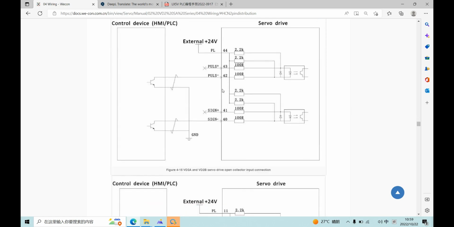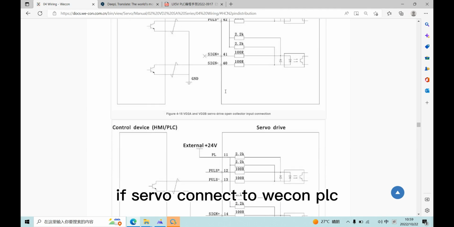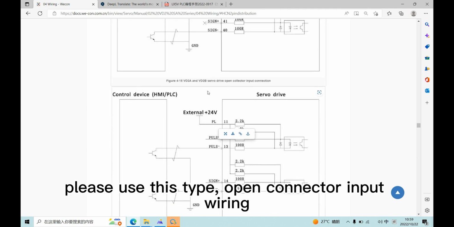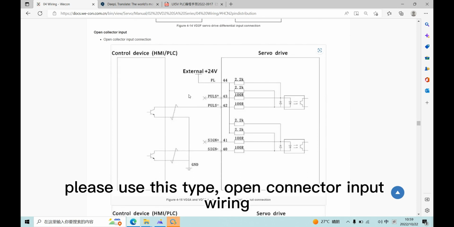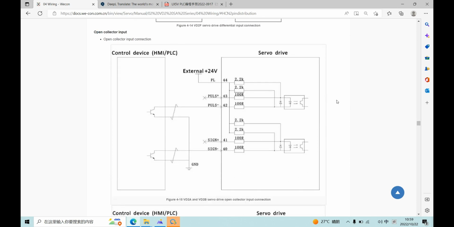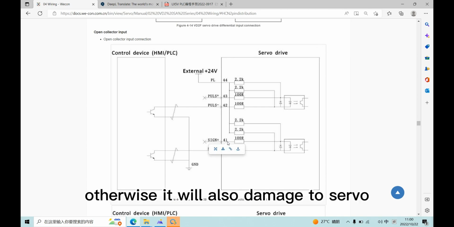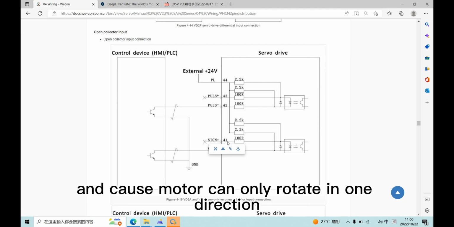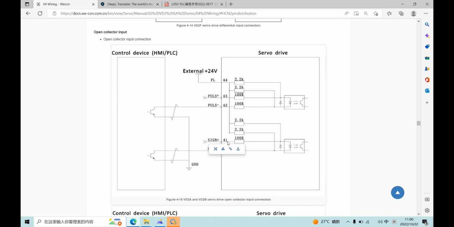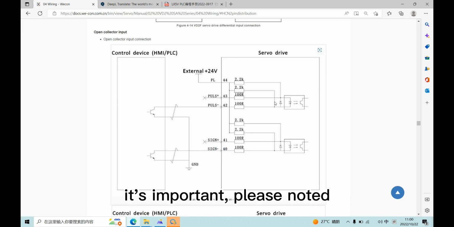If the servo connects to a WECON PLC, please use this type of open collector input wiring. Don't connect to pins 43 and 41. Otherwise, it will also damage the servo, and the servo motor can only rotate in one direction. It's important, please note it.